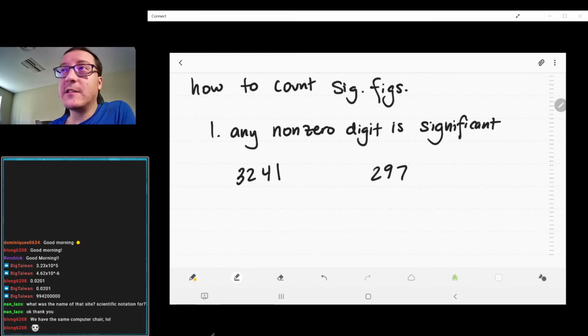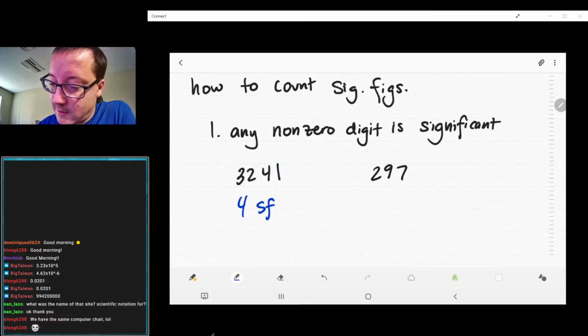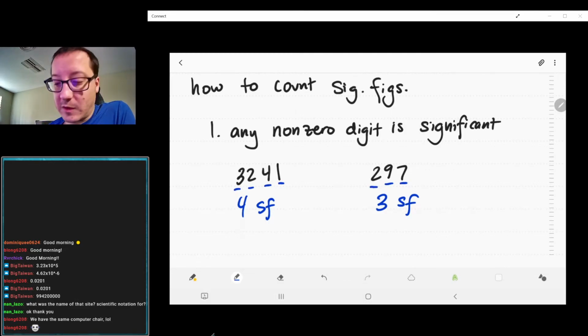If we look at these 2 random numbers that I have, this one will have 4 sig figs. This one will have 3 sig figs. It's telling us that all of these numbers are significant, and so we would count them. This number on the left has 4 significant figures. The one on the right has 3 significant figures. Easy.